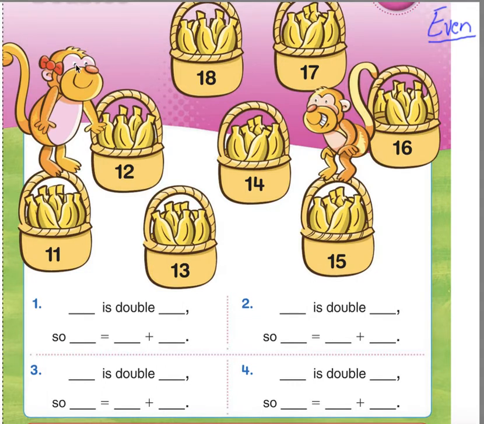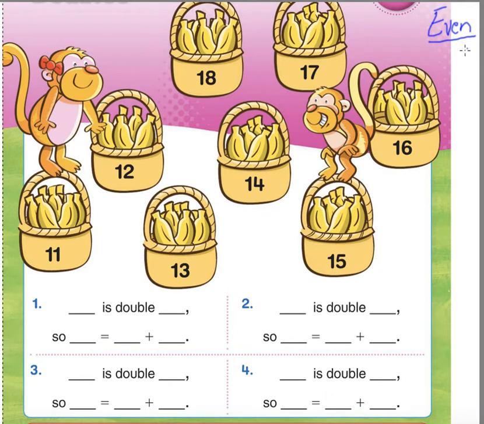So let's review what a doubles fact is first. A doubles fact is when we have the same number added together, like 1 plus 1 or 2 plus 2, right? And when we add the same number together, something really cool happens. They make an even number. And we've talked about even numbers before during math calendar.